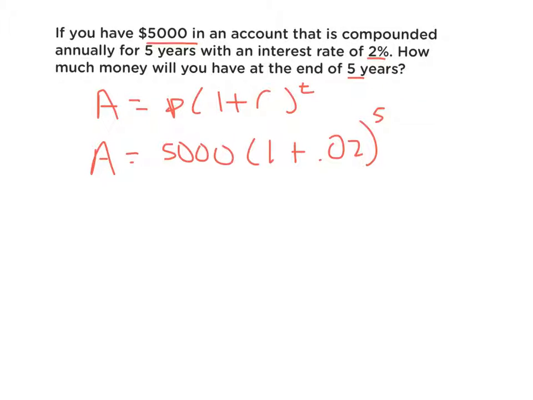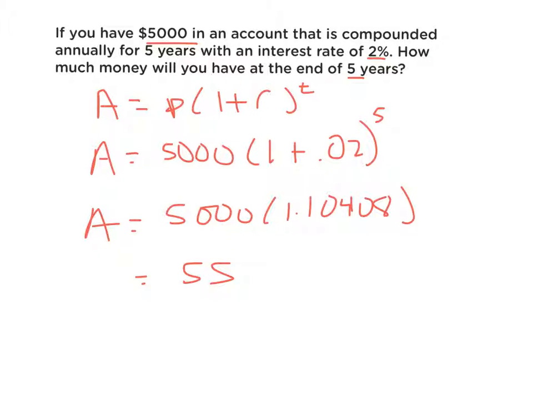Once we have filled in the numbers, we just take our calculator and calculate the problem, which will be 5,000 roughly times 1.10408 roughly, which then equals $5,520.40. So that's how much money you would make in 5 years with this kind of interest rate.